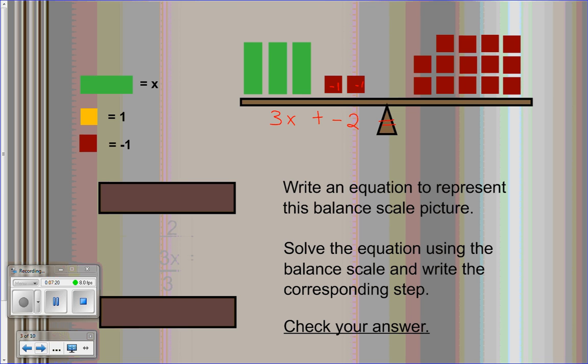And they need to be balanced with what's on the right side. And there are 14. So that's my equation. 3x plus negative 2 equals negative 14.